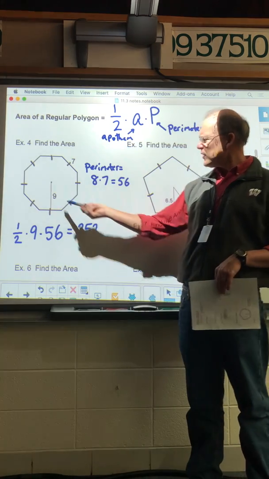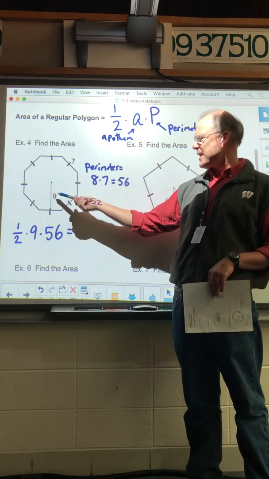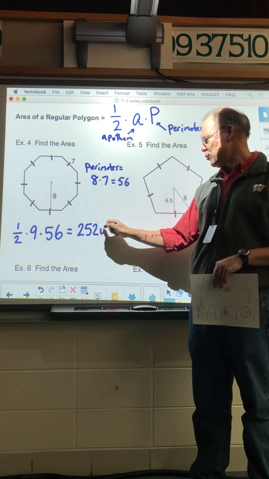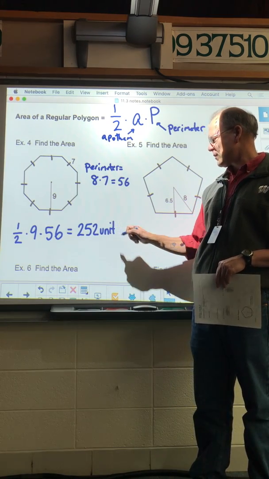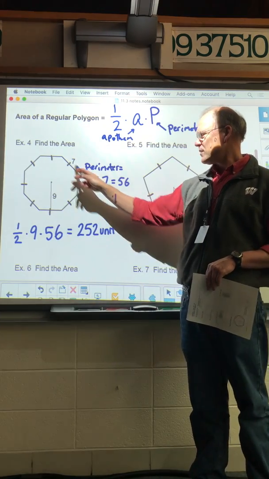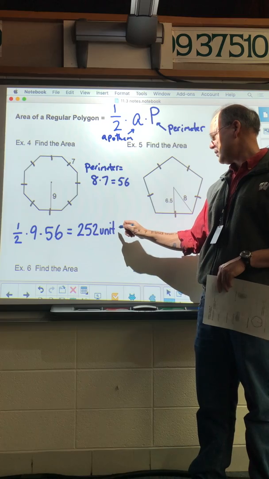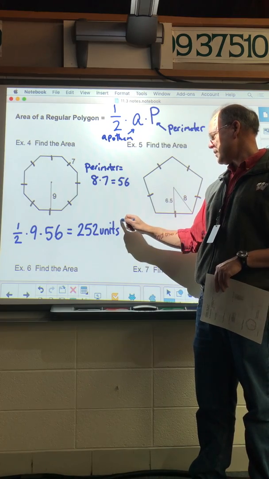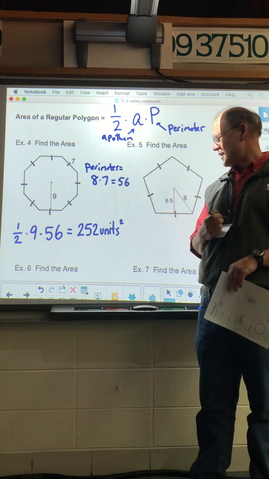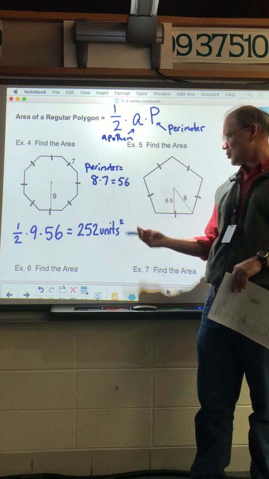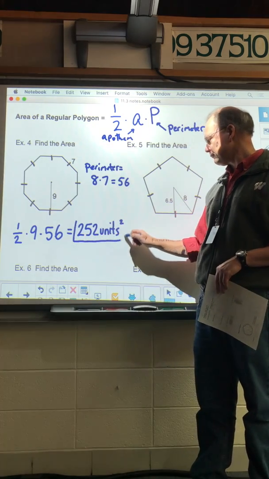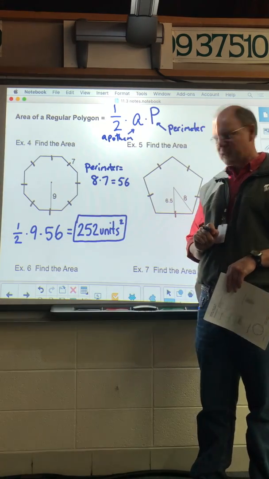And there were no units given in this problem. It doesn't say inches or centimeters or anything. So we can just call them generic. This is 9 units. This is 7 units. So then our area, we'll just say 252 square units. Okay?